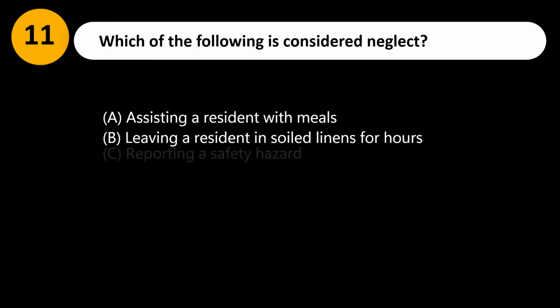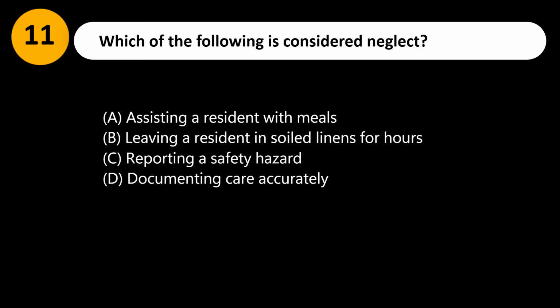Which of the following is considered neglect? A. Assisting a resident with meals. B. Leaving a resident in soiled linens for hours. C. Reporting a safety hazard. D. Documenting care accurately. Answer: B.